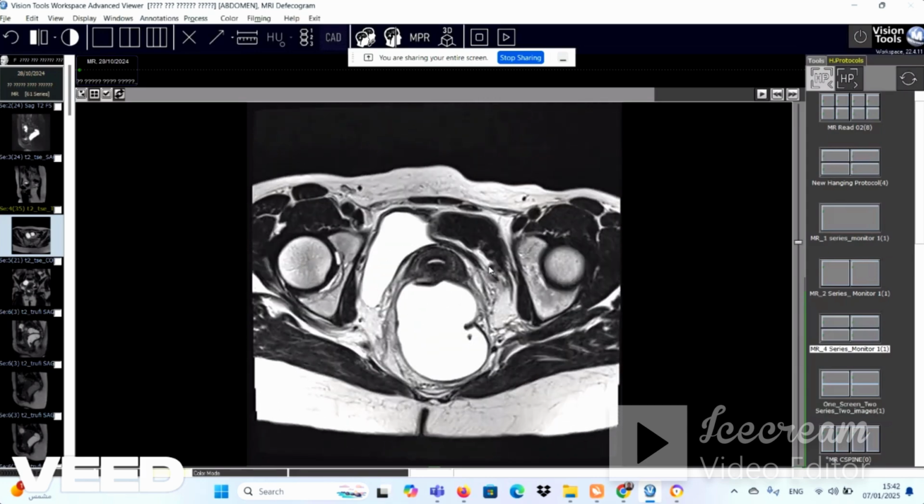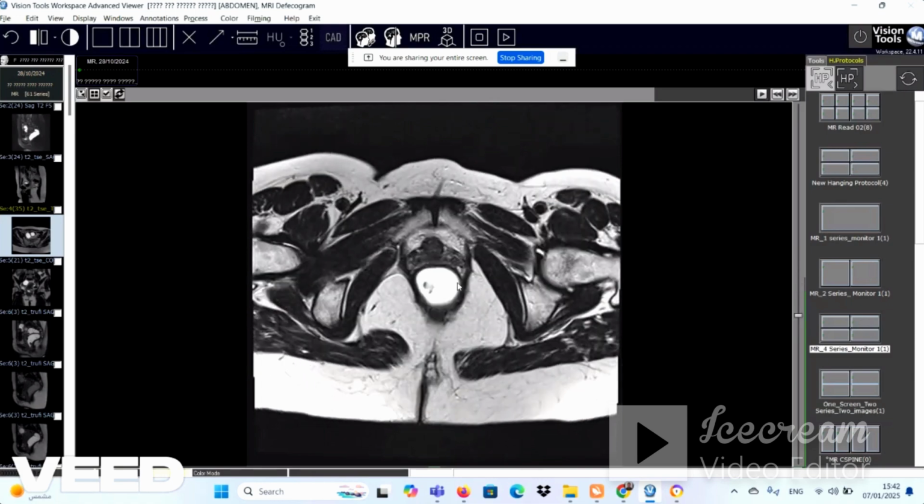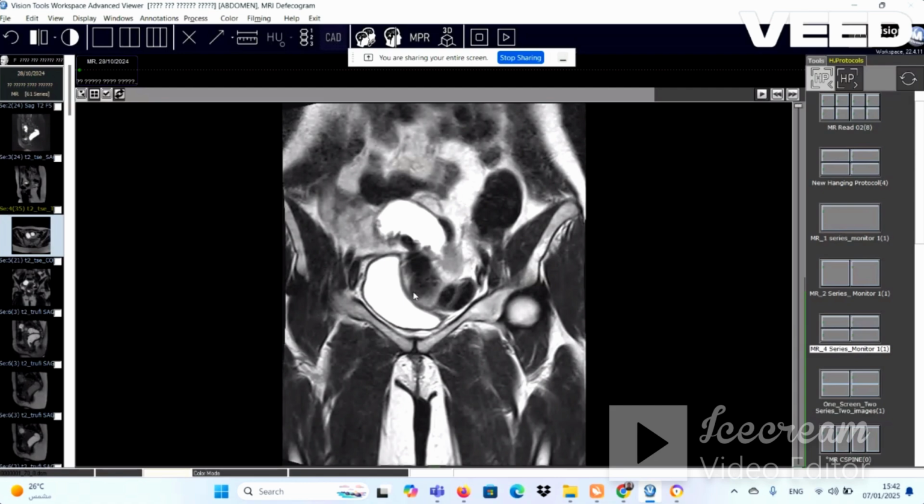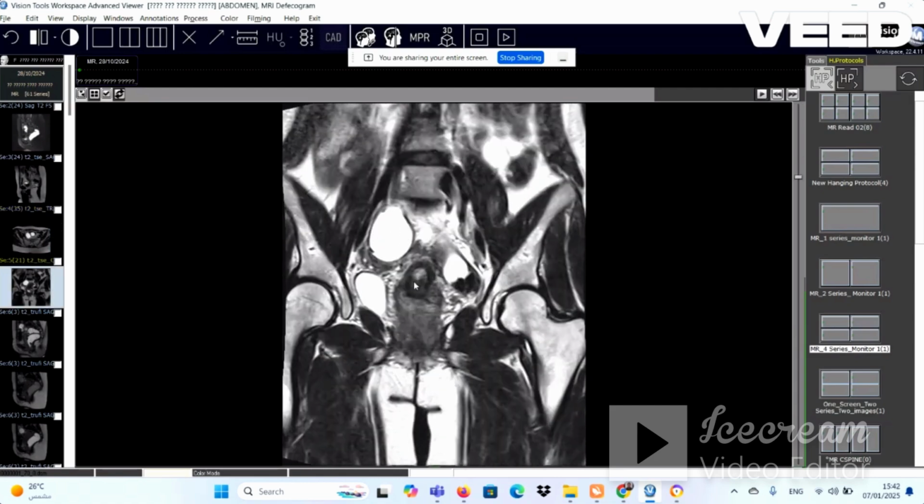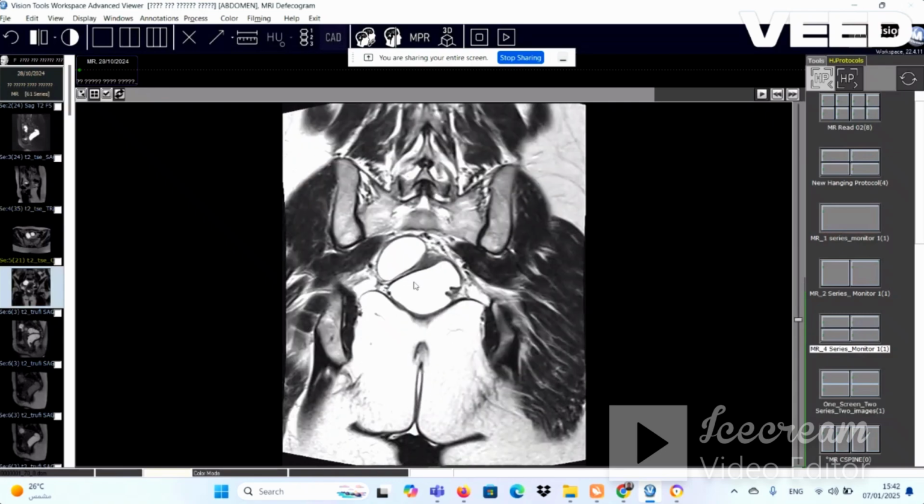I think this is the most important point. Also, if we need to measure the width of the levator hiatus or the anteroposterior diameter of the levator hiatus, you can measure it in the axial plane. Let us go to our coronal plane.